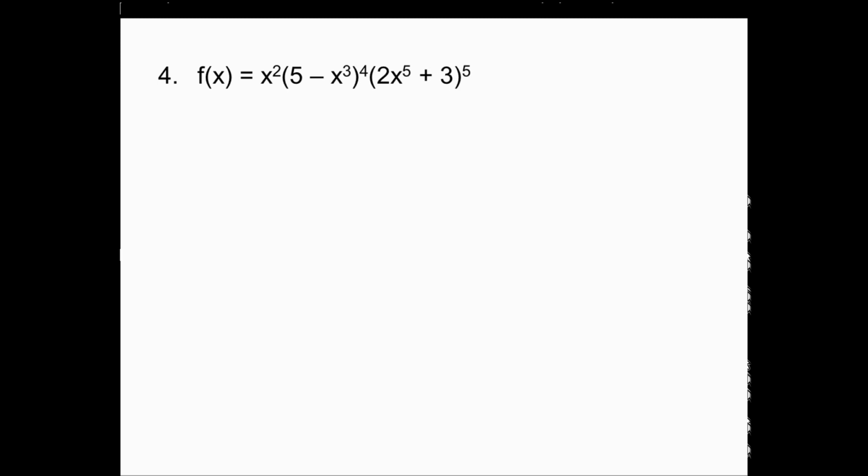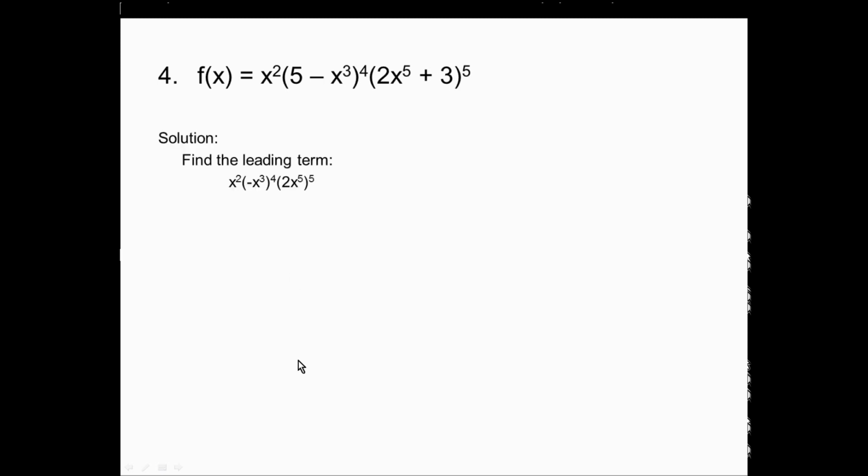Okay, let's try one more like that. So I've got f of x equals x squared times 5 minus x cubed to the 4th times 2x to the 5th plus 3 raised to the 5th power. Okay, notice this one is written in ascending order. So its leading term is going to be the negative x cubed.